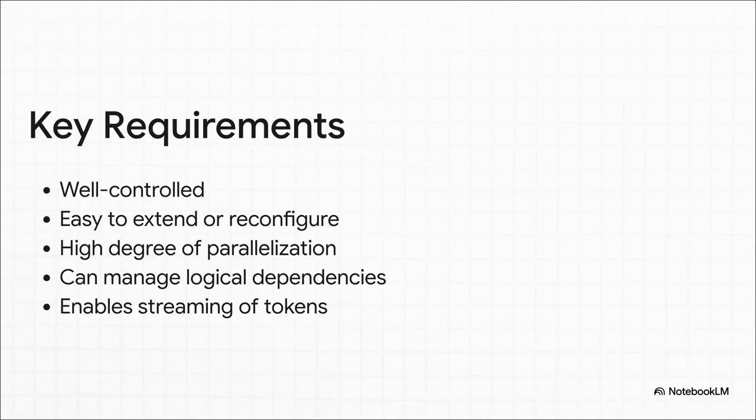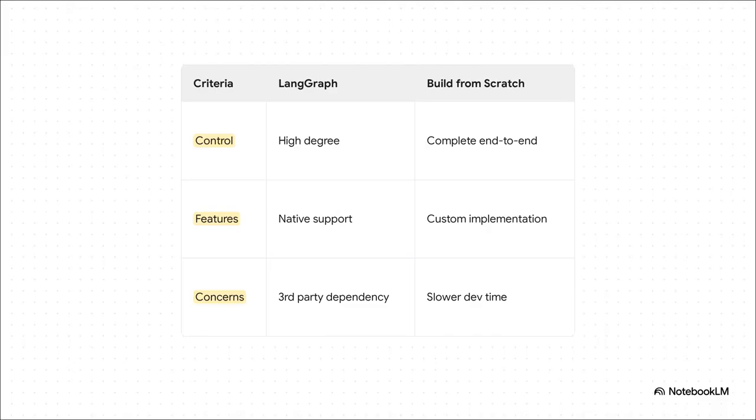Now, the Onyx team had a pretty demanding shopping list. They needed a system with a ton of control, something they could easily change and add to later. They needed it to do a lot of things at once, that's parallelization, to keep it fast. And critically, they had to manage all these logical dependencies, making sure you don't start step C before steps A and B are totally done. They basically had two paths in front of them: build the whole thing from scratch or use a framework like LangGraph.